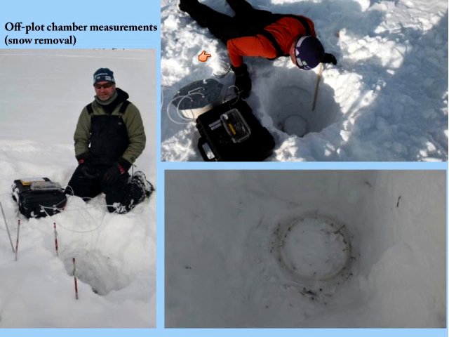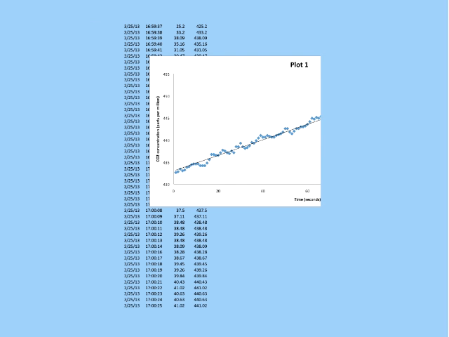So this involves digging a snow pit, placing, we call this cap Smiley, over the top of the PVC collar, and then taking a measurement. And that down there in the lower right-hand side is a picture of the PVC collar at the bottom of the snow pit. So those are the off-plot chamber measurements.